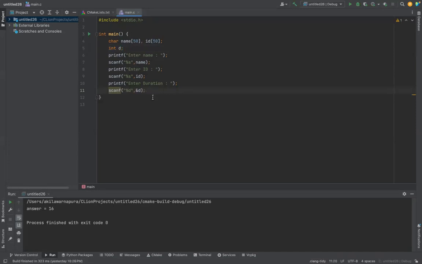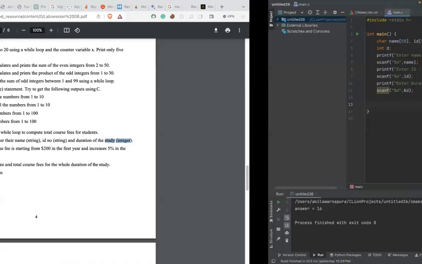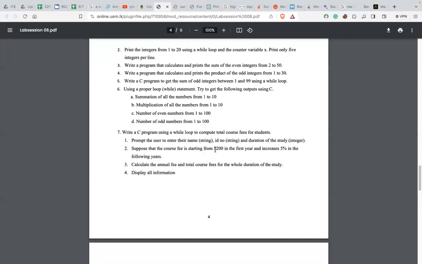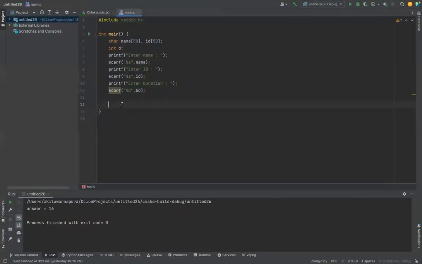Now you have taken everything. Now you need to calculate the course fees. First year course fee is $200. After that, you need to calculate and provide the course fee for each year. Ultimately, you have to provide the total course fee, as well as the information of the student, that means the name and the ID. First, we will display the student name and the ID.